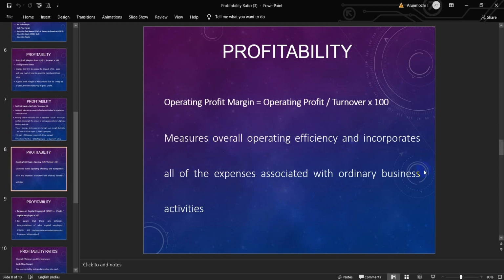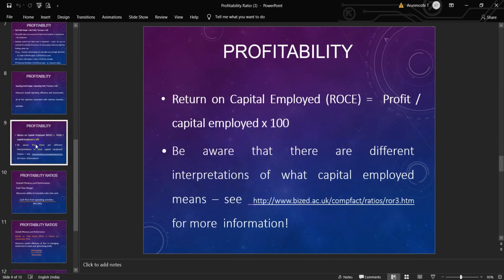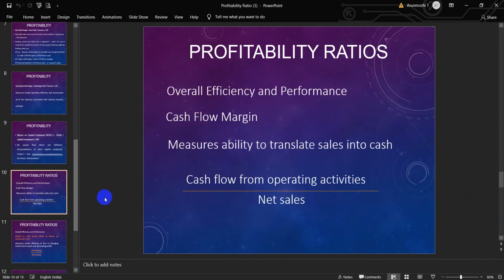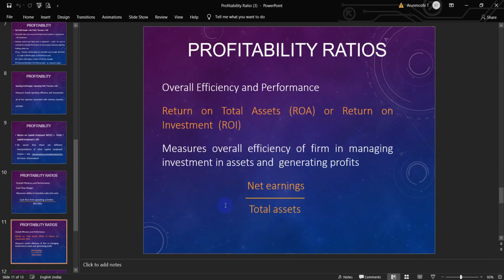Next, we have the operating profit margin, which is operating profit divided by turnover into 100, which measures overall operating efficiency and incorporates all the expenses associated with ordinary business activities. It's a return on capital employed, ROCE. It's a profit divided by capital employed into 100. Capital employed can be used in many ways. Cash flow margin, that is a cash flow from operating activities divided by sales.